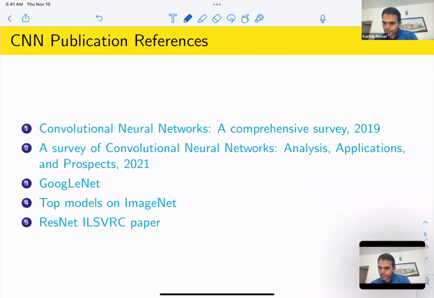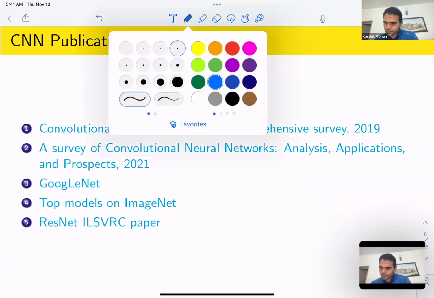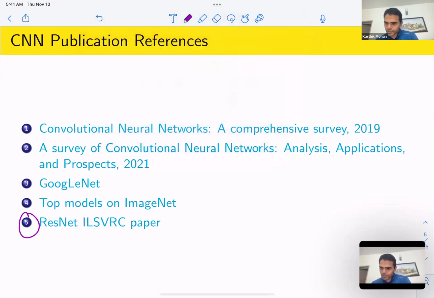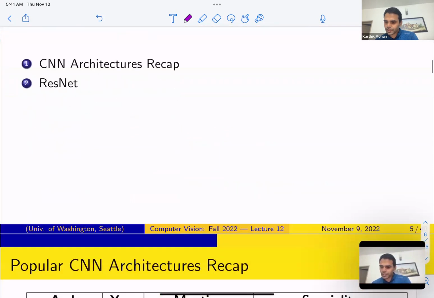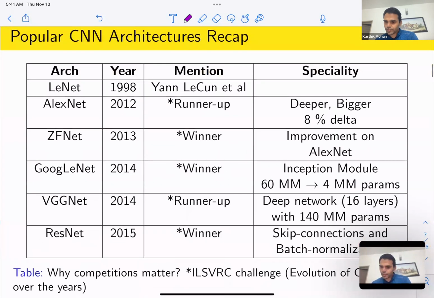So today we'll focus on this one, which is a ResNet. We'll also do a recap of the CNN architectures that we've looked at so far. So some of the popular CNN architectures include AlexNet, ZFNet, GoogleNet, VGGNet, among many, and also ResNet, which we'll cover today.